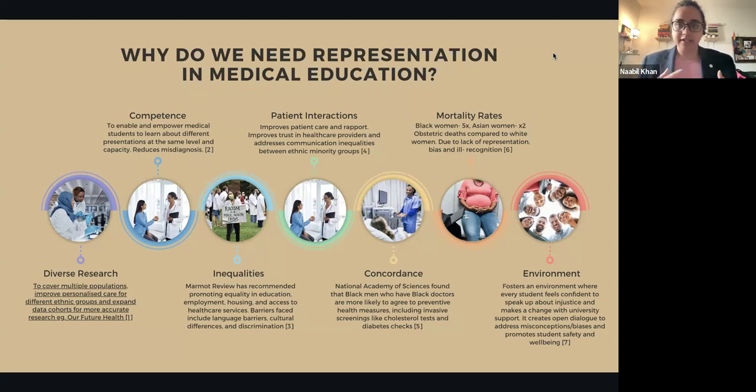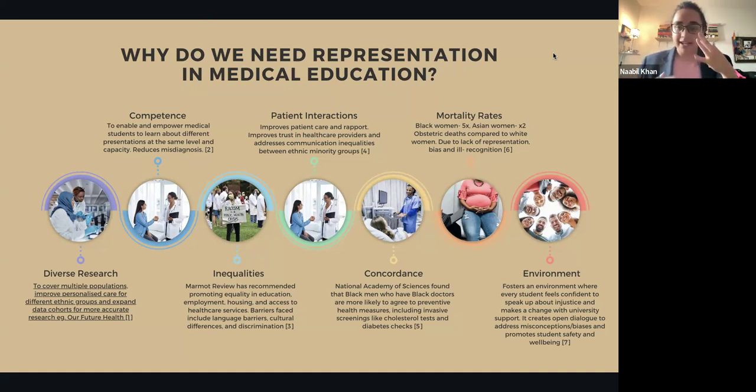Then you've got concordance. By representation, I don't just mean representation in images or languages. I also mean representation in the workforce. And thankfully, the NHS is more diverse than it's ever been before. I think around 24% of the workforce is from an ethnic minority background, and more senior level positions are taken up by ethnic minority professionals more than ever before. So we are in a good place when it comes to the NHS, but more needs to be done.